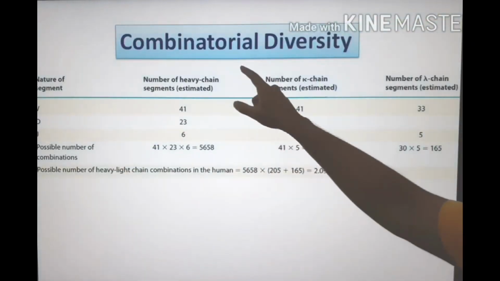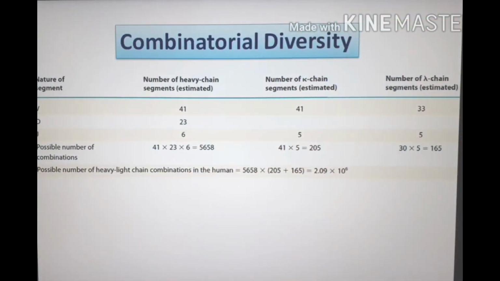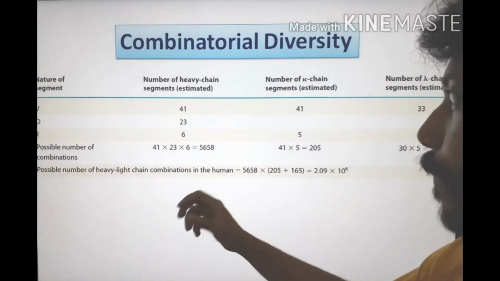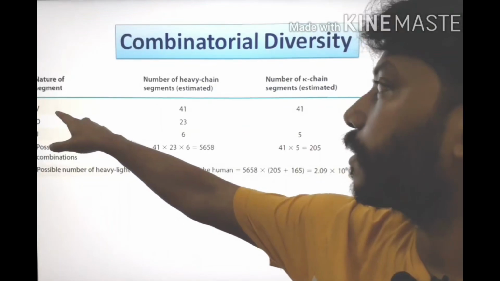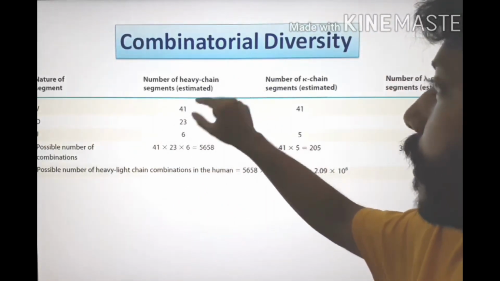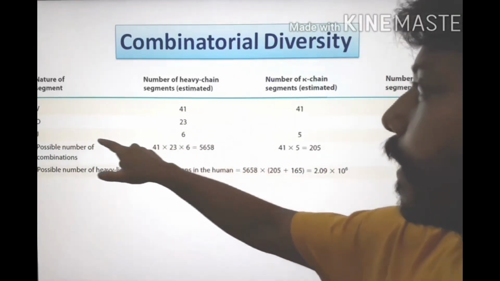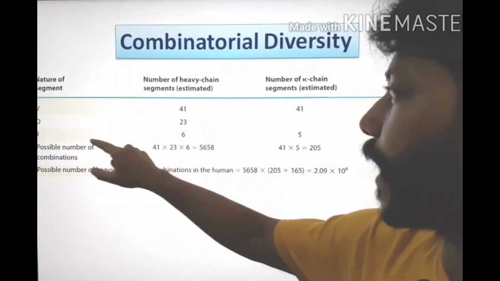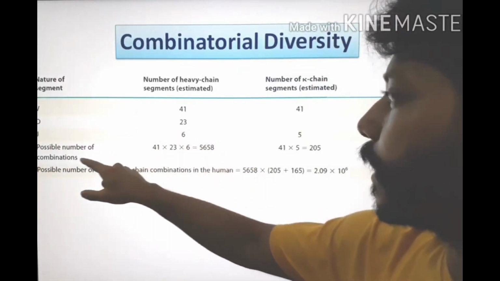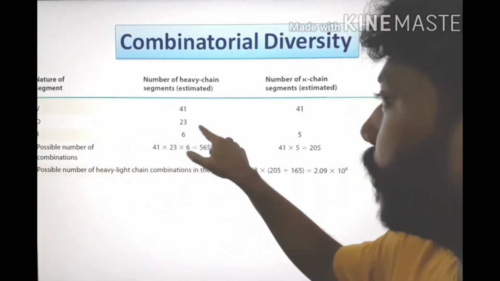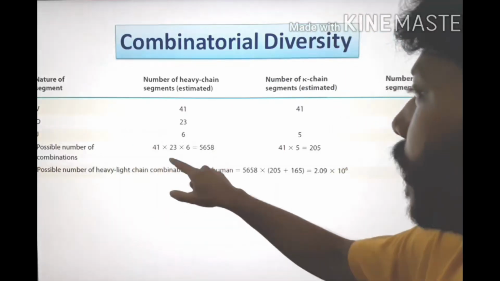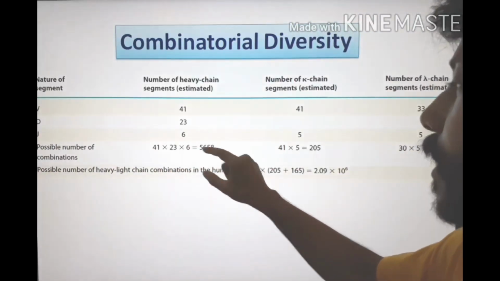You can see here the combinatorial diversity, how this diversity is generated. V(D)J recombination generates a diverse set of antigen receptors. It could be an antibody or a T cell receptor. Now you can see a simple example: if the V segments of the heavy chain are 41, the D segments are 23 and the J segments are 6, then the possible number of combinations of these three V, D, J segments can be 5658.